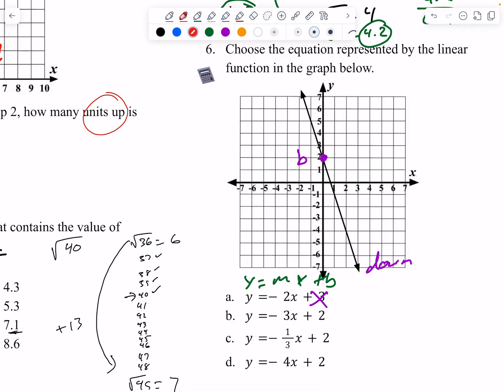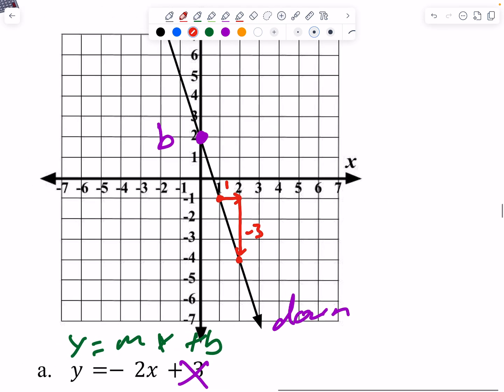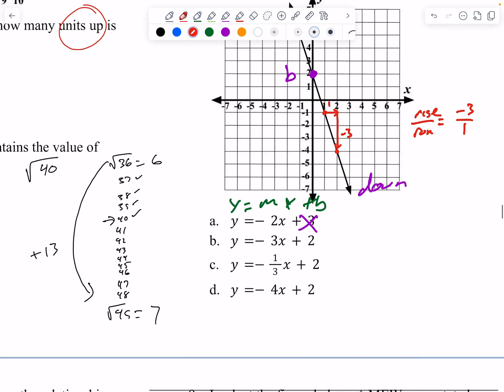So let's find our slope by finding our lattice points. So I went to the right 1, and I went down 3. So remember, rise over run. So negative 3 over 1. So in this case, it's just negative 3 for my m. So it should have been b.